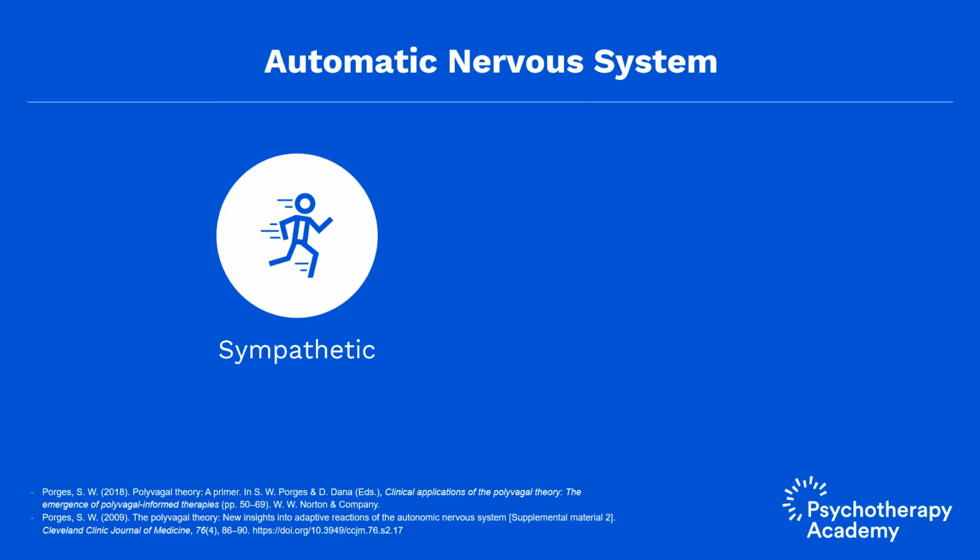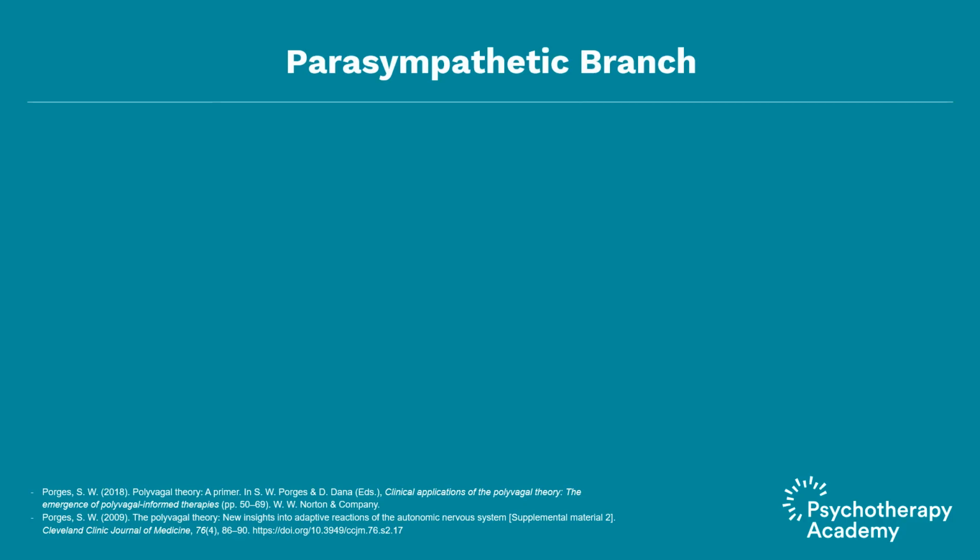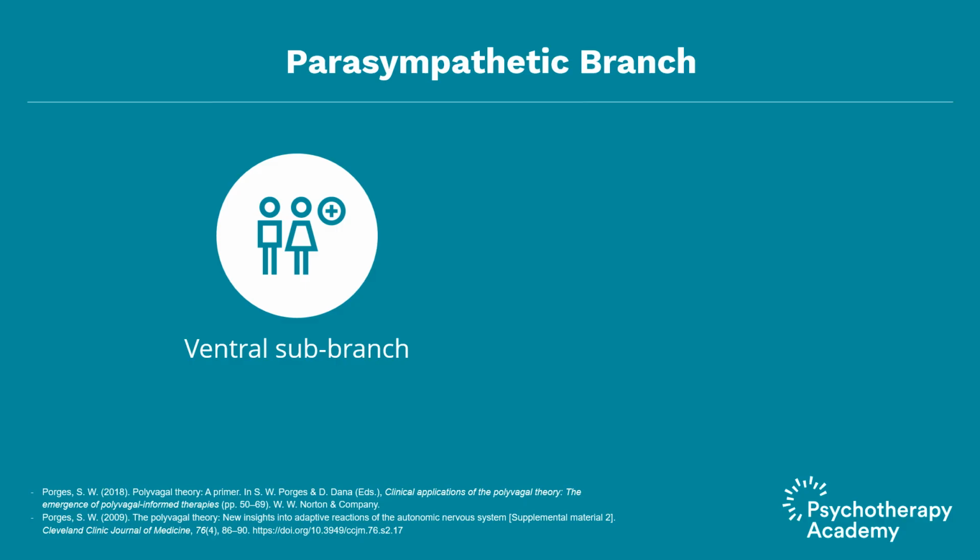Now, the second branch of the nervous system is the parasympathetic branch. The parasympathetic branch is responsible for emotional and physical deceleration. And there are two sub-branches to the parasympathetic branch. There's the ventral sub-branch, which is responsible for social engagement. For example, our ability to smile, laugh, experience empathy, attunement, provide validation, etc.